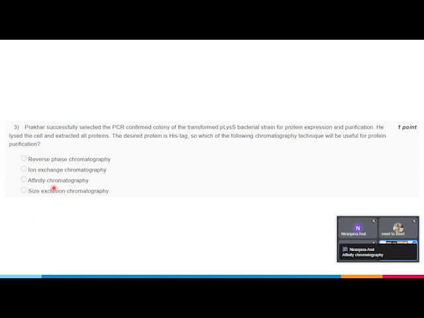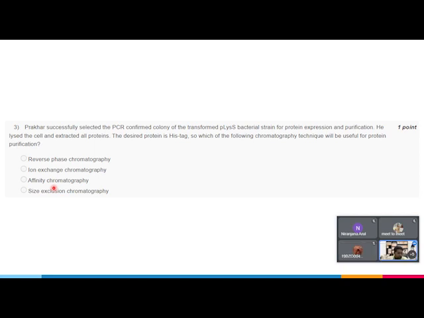This is something that has been discussed in the lectures as well. So only one option is correct. You can go ahead and put it into the chat box, whichever you think is correct. Niranjana says it is affinity chromatography. Everyone else, please try and answer this. Archana says it is B, that is ion exchange chromatography. Anyone else that wants to try and answer this? Shruti says it is A, reverse phase chromatography.